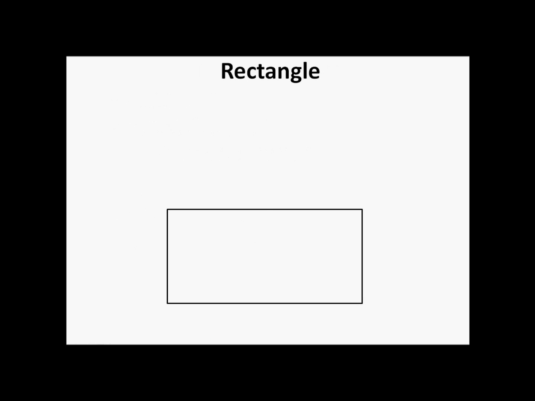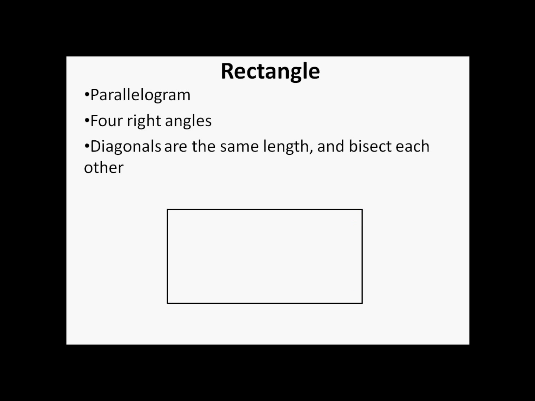So now we have a rectangle. A rectangle is a parallelogram. So it has all of the characteristics of a parallelogram, with the parallel sides, top and bottom, side to side. Except now it has 4 right angles. So those are those little boxes. Those mean that that's measuring 90 degrees. 4 right angles. The diagonals are of the same length and they bisect each other.